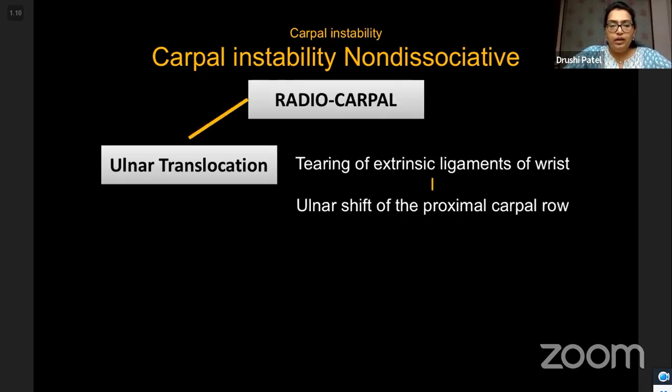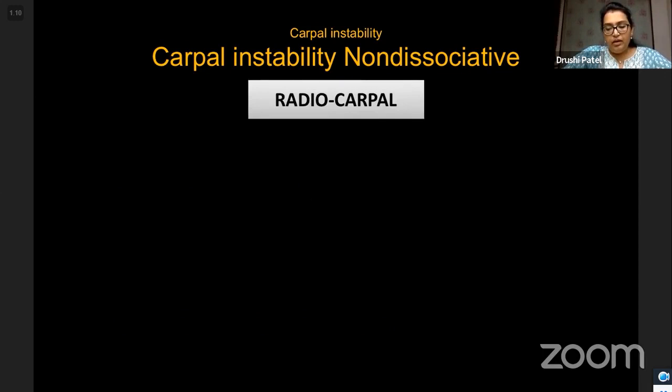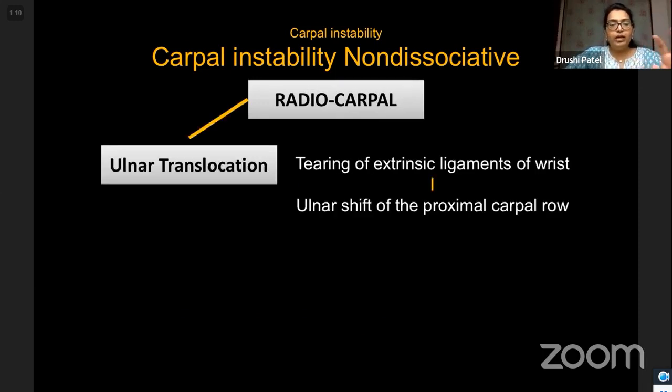So radiocarpal instability can be of various types. It can be an ulnar dislocation, radial dislocation. There are multiple types, but we are going to look at only the ulnar translocation. Okay. So ulnar translocation is when there is tearing of the extrinsic ligaments of the wrist, and that results in the ulnar shift of the proximal carpal row in relation to the distal radius. Okay, so the entire proximal carpal row moves ulnarly in relation to the distal radius, that is ulnar translocation.